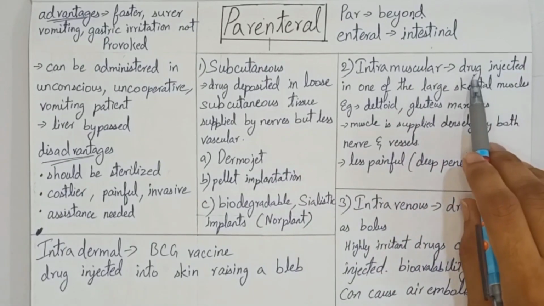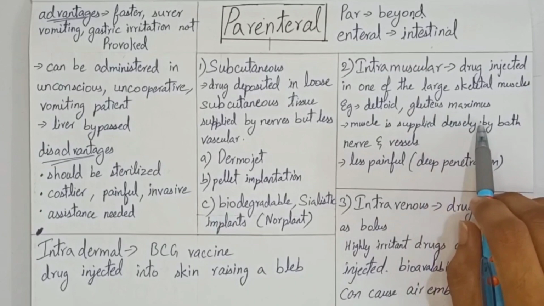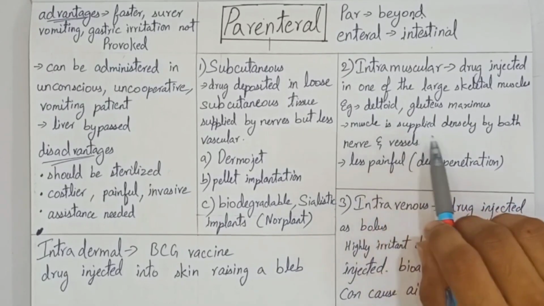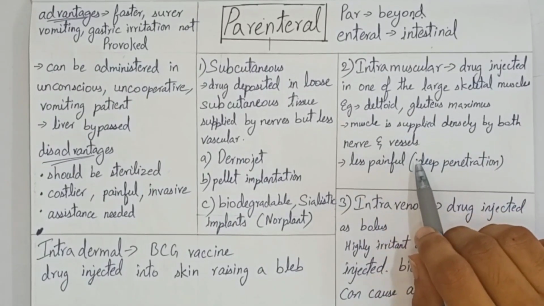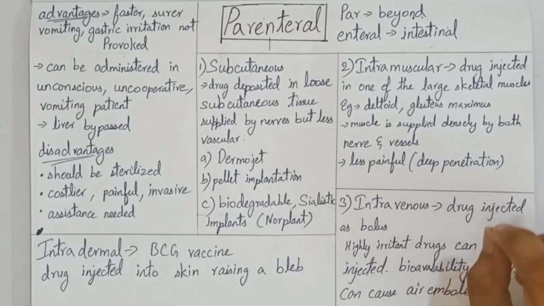Intramuscular. The drug is injected in one of the large skeletal muscles, deltoid or gluteus maximus. The muscle is supplied densely by both nerves and vessels. It is less painful, but it needs deep penetration.